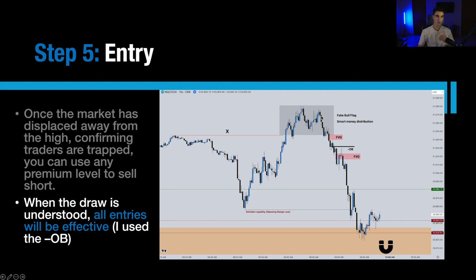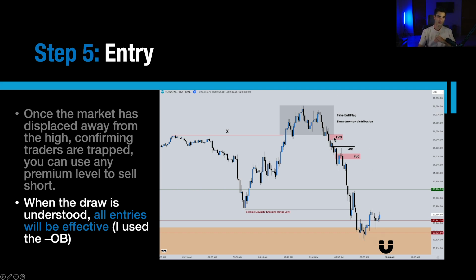If you understand where the market's drawing to, every premium level will work. What's a premium level? Like a premium PD array, a fair value gap, a breaker, an inversion fair value gap, a traditional fair value gap, right? All levels that are going to send the market lower when it's bearish.